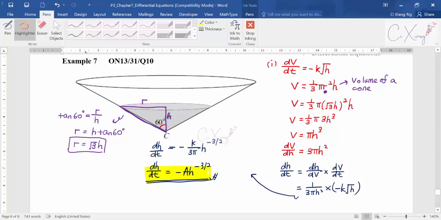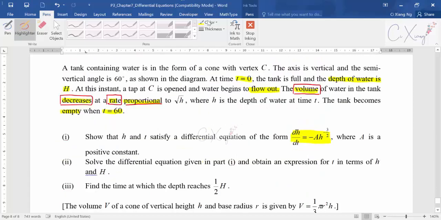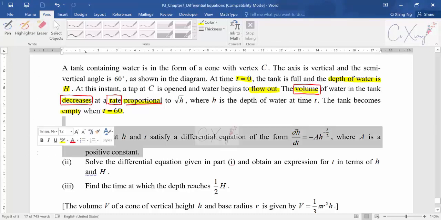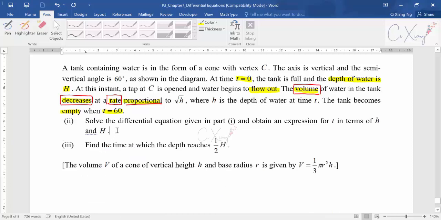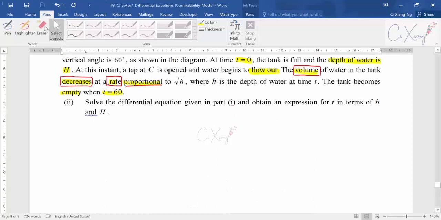Okay. Alright, so once you can get the differential equation that they want you to show, generally it becomes quite simple already. So you can continue with part number 2. Maybe I will just cancel this a bit to let you see the question clearly. Now they want you to solve the differential equation given in part 1 and obtain the expression t in terms of small letter h and also capital letter H. So in short, they just want you to solve the differential equation.